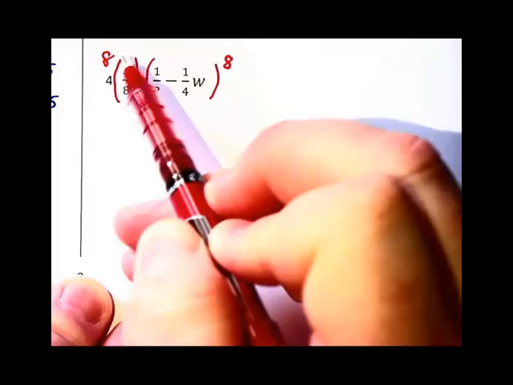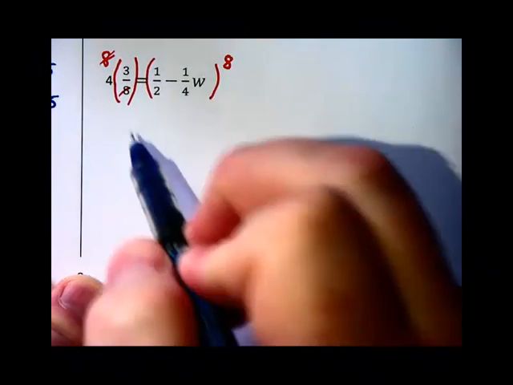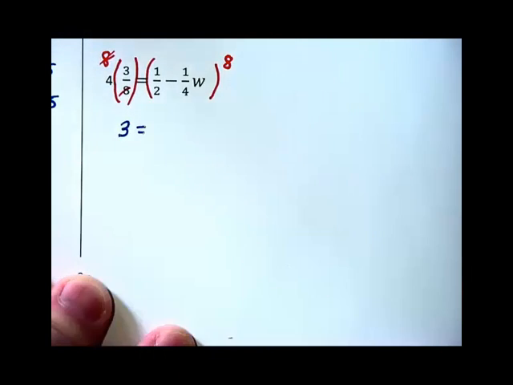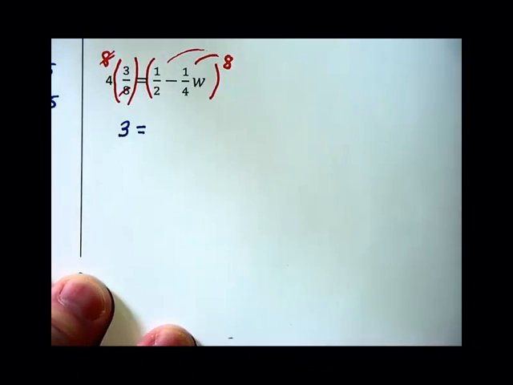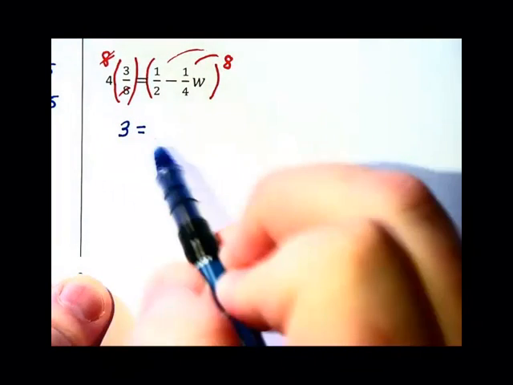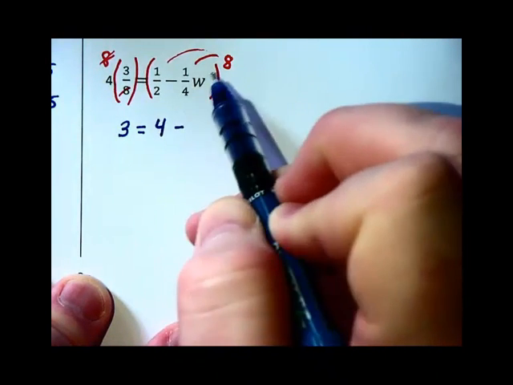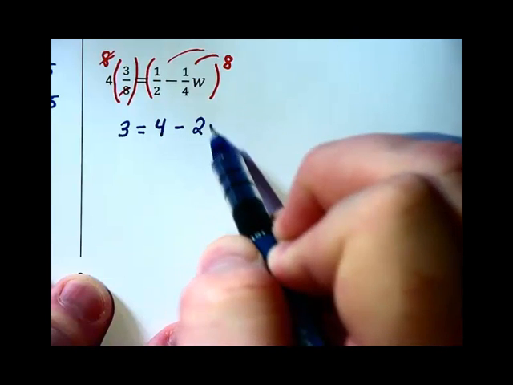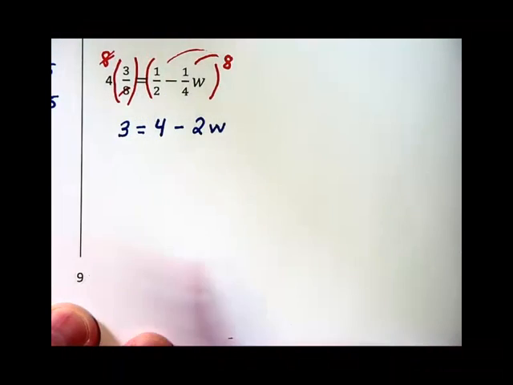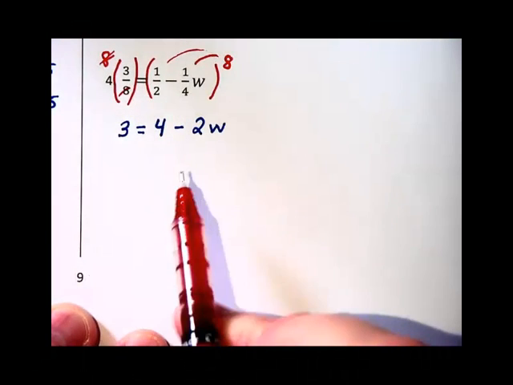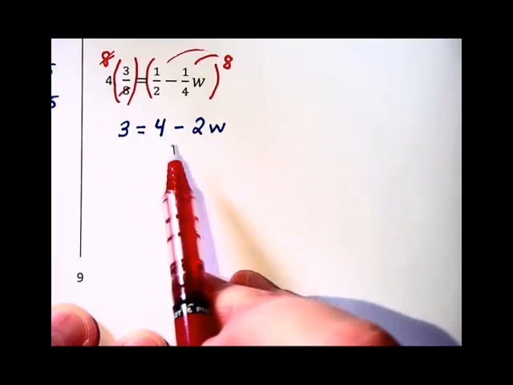On the left we see that the 8's are going to cancel, and we're just going to have 3. On the right, this 8 is distributing to both of these fractions. In the first case we have 1/2 times 8, which is 4, minus, in the next fraction, the 4 cancels with the 8, leaving 2w. In one pass through our problem we were able to eliminate all of the fractions. Now we look at what we're left with. 3 is equal to 4 minus 2w.